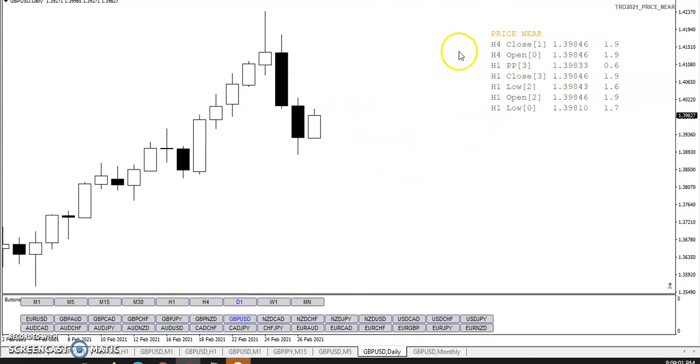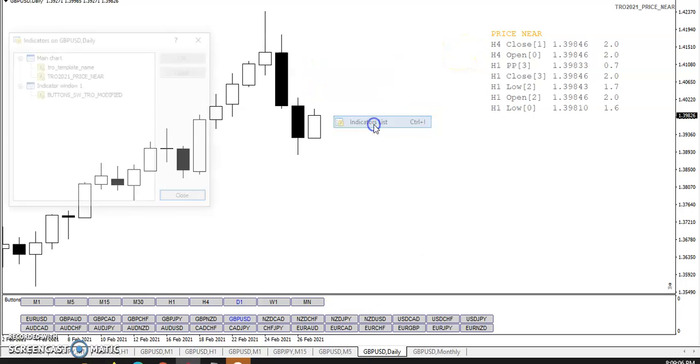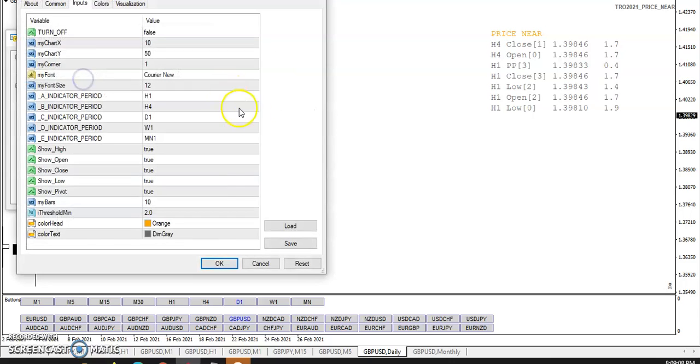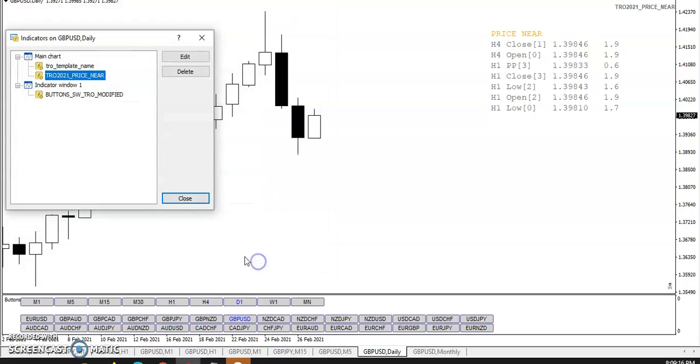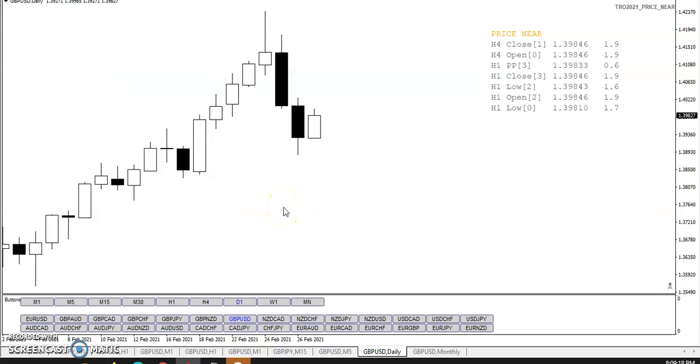So that's how you use the price near indicator. I don't think there's anything else really that tricky about it. Just a threshold, the number of bars, what levels you want to see. I also put some templates in there for you, so if you can't figure it out, you can look at how I did my templates, and that might help you figure out exactly what you want to see.